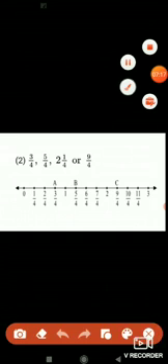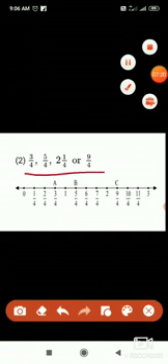Then second example, this denominator is 4. That's why we make 4 equal parts. 1, 2, 3, 4. Understand? So this 3 upon 4 is point A. From 0, this is the third point. That's why we write here 3 upon 4. Then 5 upon 4. This is 5 upon 4 because it is the fifth point from 0. That's why we write here 5 upon 4.